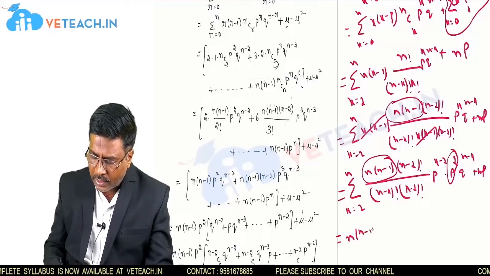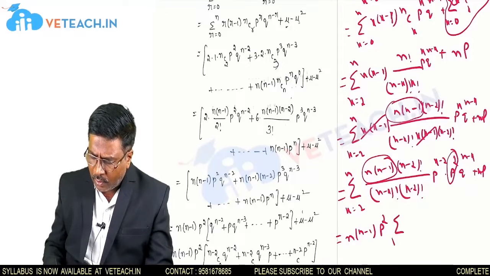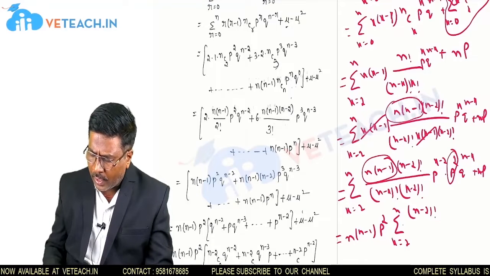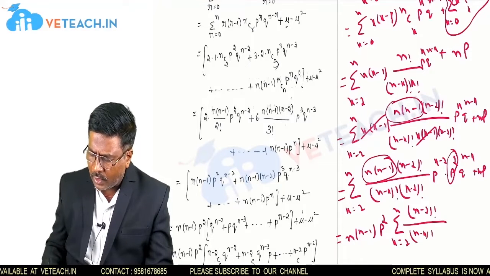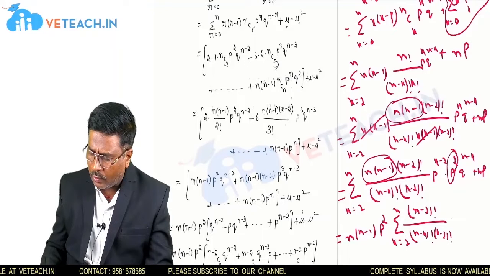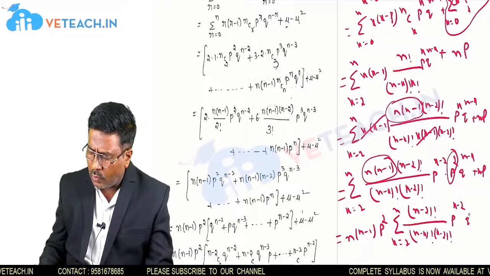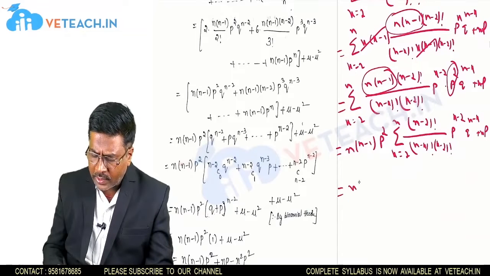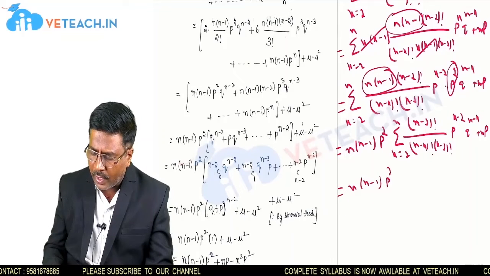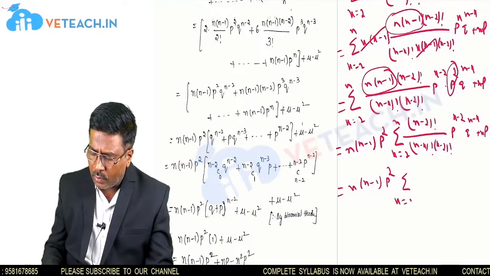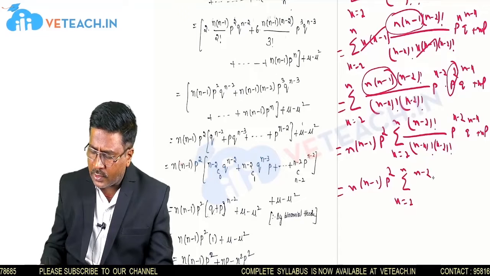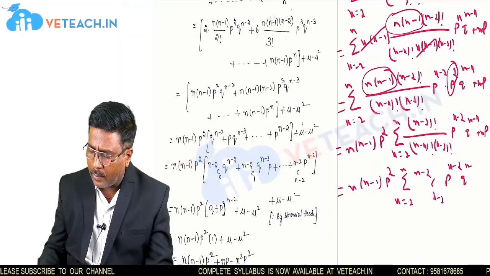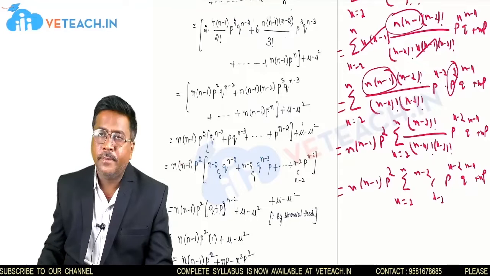That is n into (n minus 1) into p square into sigma x = 2 to n of (n minus 2) factorial by (n minus x) factorial into (x minus 2) factorial into p power x minus 2 into q to the power of n minus x, plus np. This we can write as n into (n minus 1) into p square into sigma x = 2 to n of n minus 2 C x minus 2 into p to the power of x minus 2 into q to the power of n minus x, plus np.